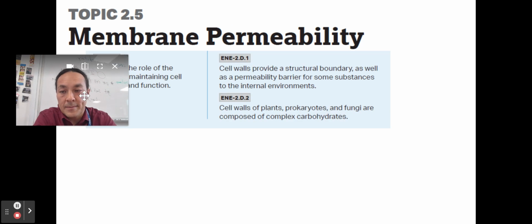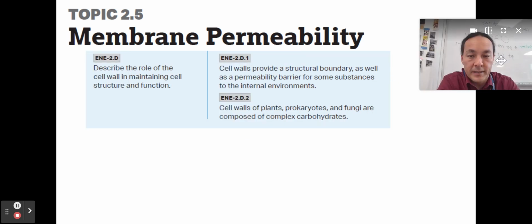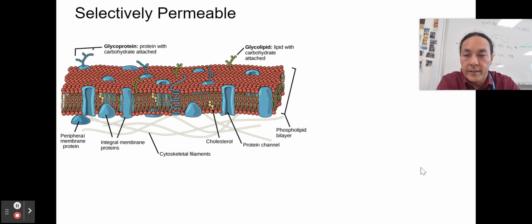All right, and then the last part of 2.5, membrane permeability, here just talks about cell walls and how to provide a structural boundary. Okay, let's dive in here. Here's the same picture, but just knowing that it's selectively permeable. Anything that's charged will not be able to pass through these nonpolar tails here, the phospholipid, and anything that is small and nonpolar can float right through.